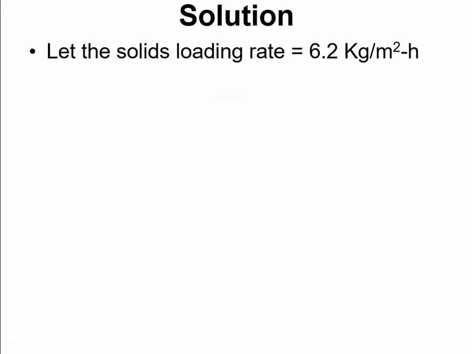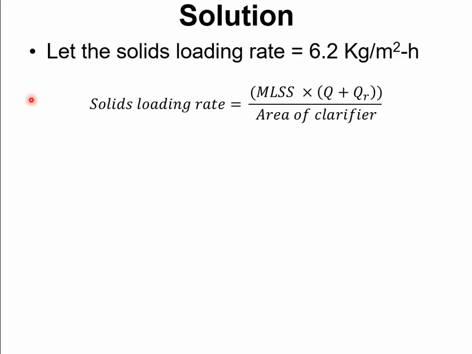Now for the solution of this example problem, the first step is to select an appropriate value of solids loading rate, which is the design basis for secondary clarifier, and it was given as 6.2 kilograms per square meter per hour for peak loading rate. So since we are provided with the peak sewage flow, we will use this value. Solids loading rate formula is MLSS multiplied by total discharge divided by area of the clarifier. So area of clarifier can be determined from here.